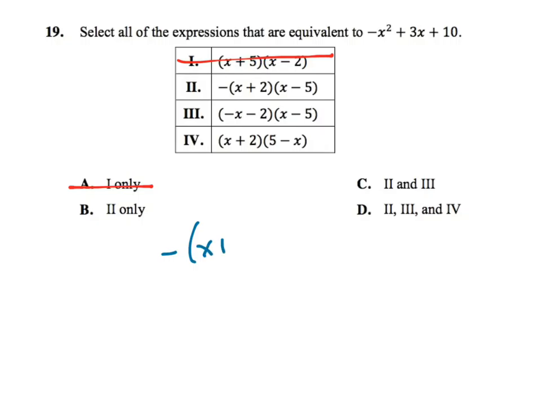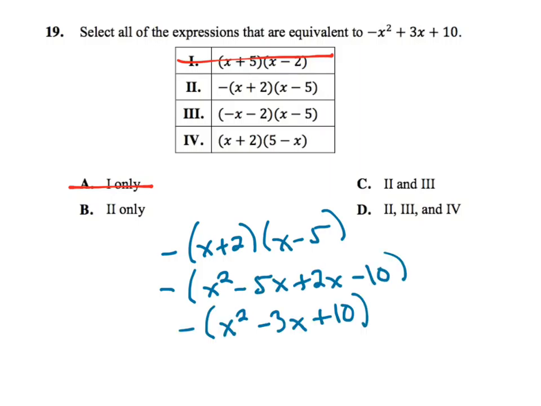Okay, Roman numeral 2, I can go ahead and multiply this out. And let me fix that mistake that I made. This should still be a negative 10. And distribute in my negative, so I end up with negative x squared plus 3x plus 10, which is the expression I was looking for. So 2 is a possibility. That means B, C, and D are still possibilities.